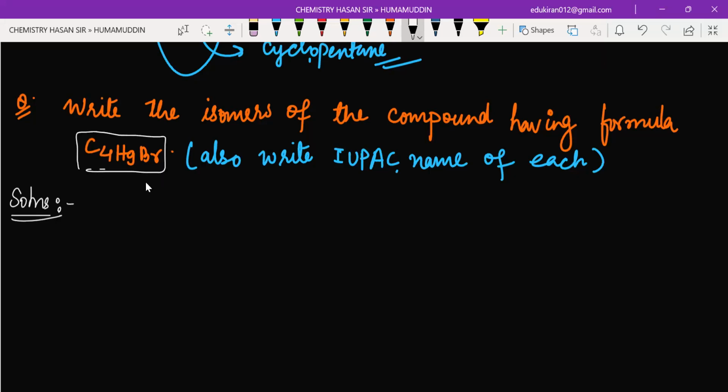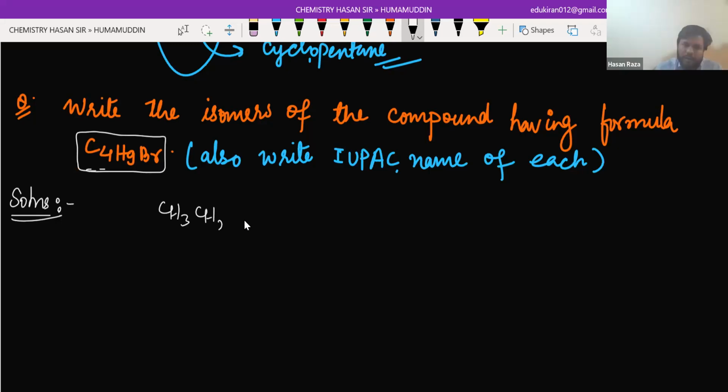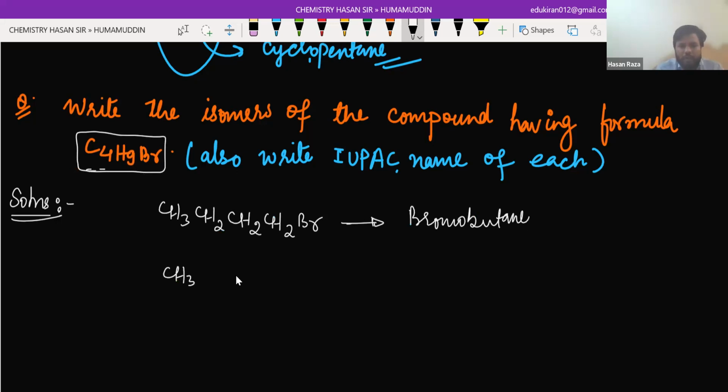Four. So the first one is very simple and you can write it in a straight chain like this: CH3, CH2, CH2, CH2Br. What is the name of this? 1-bromobutane. Now, for the next one, we can do it like this: CH3, CH2, CH, and there is Br and CH3. Its name is 2-bromobutane.